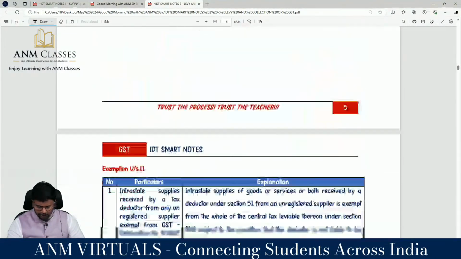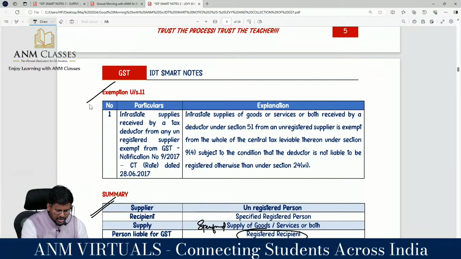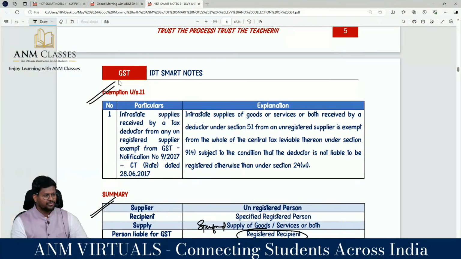Sir, coming to the 9(5), the next one. Sir, exemption under section 11. For 9(4), we are having an exemption under section 11. What is that exemption saying? See here, the 4 conditions in 9(4): supplier is an unregistered person, recipient is a specified registered person, supply is a specified supply of goods or services or both, then the person liable to pay GST is the recipient. But this 9(4) is having an exemption under section 11.